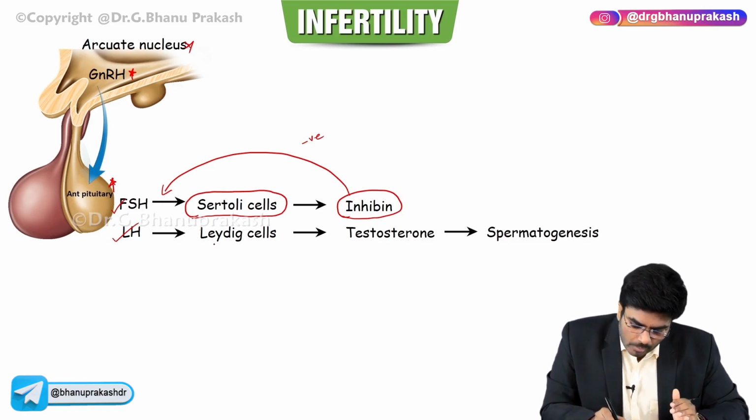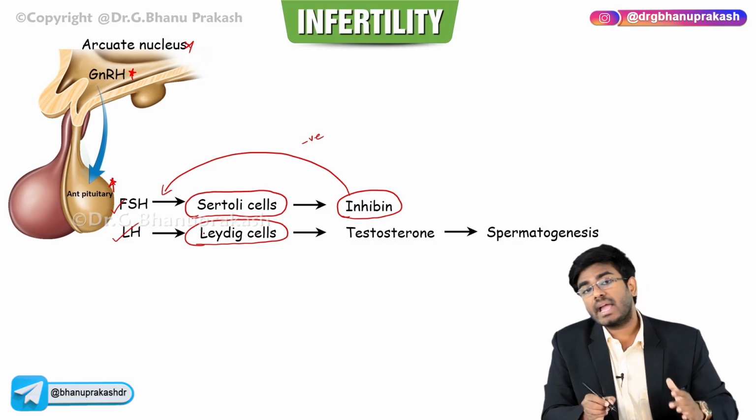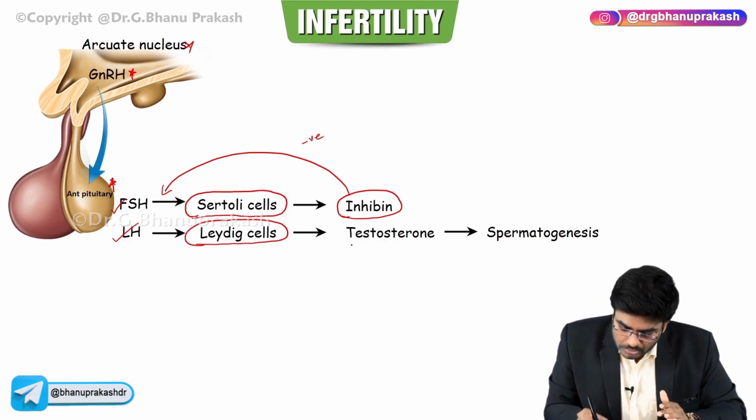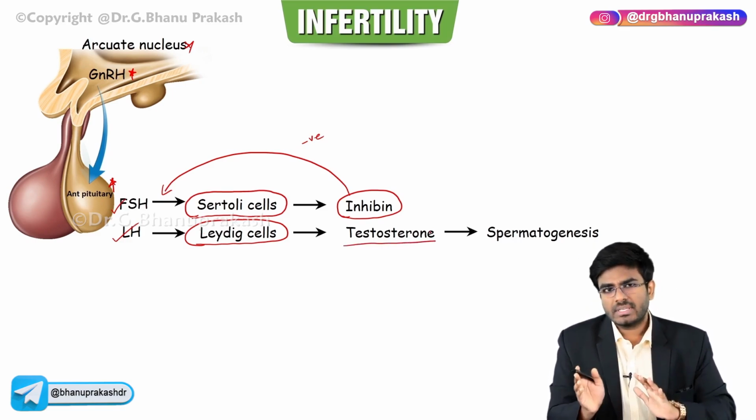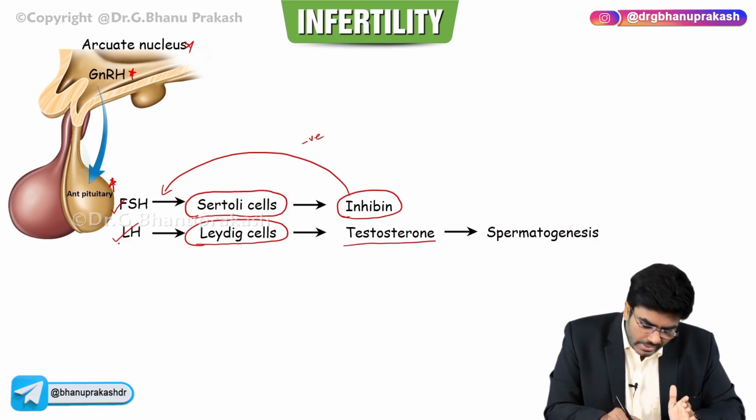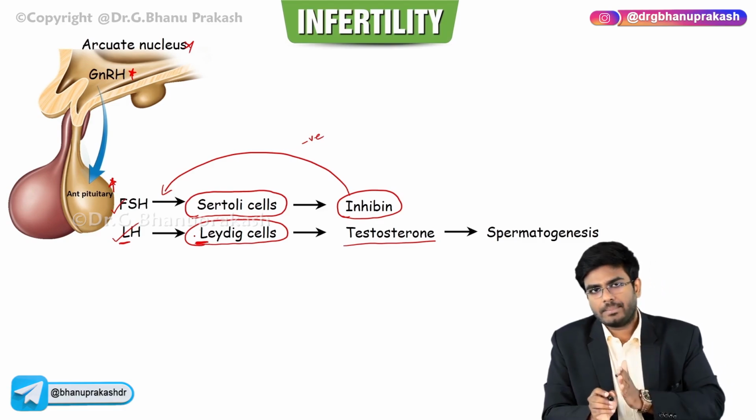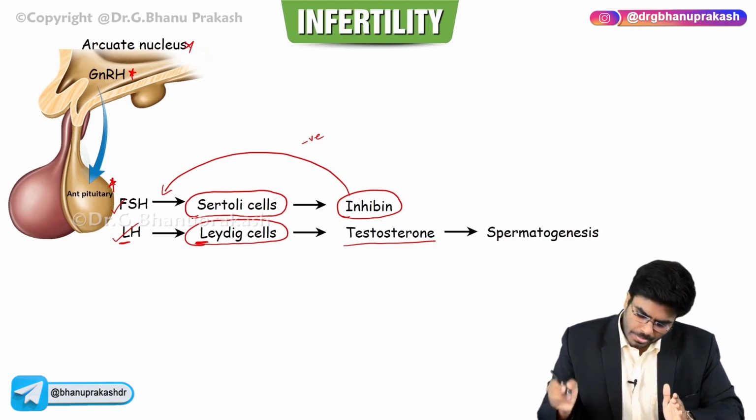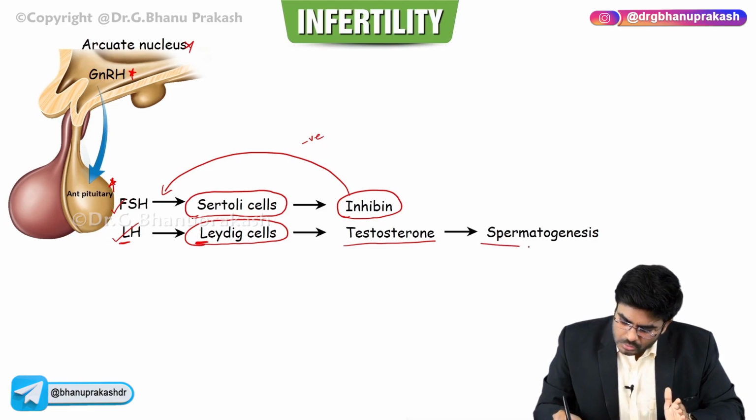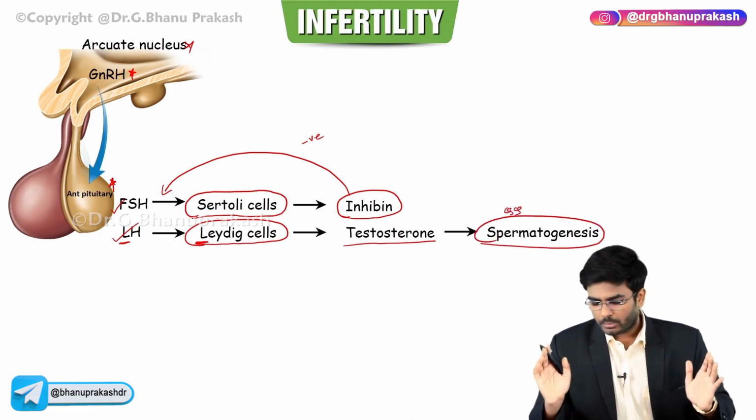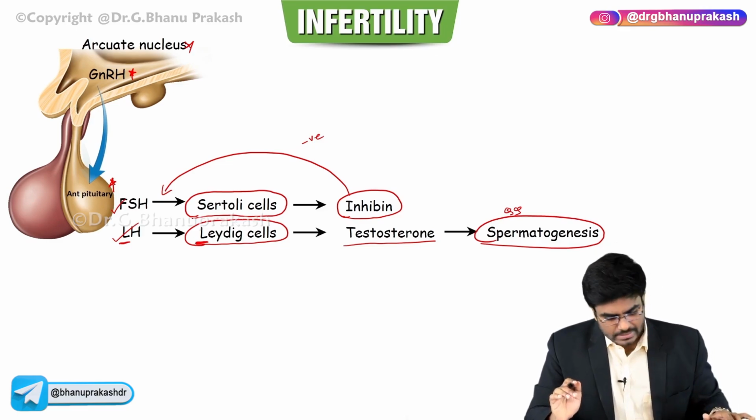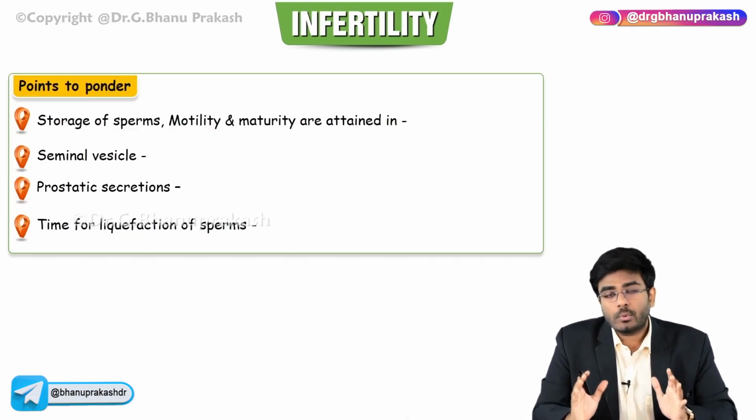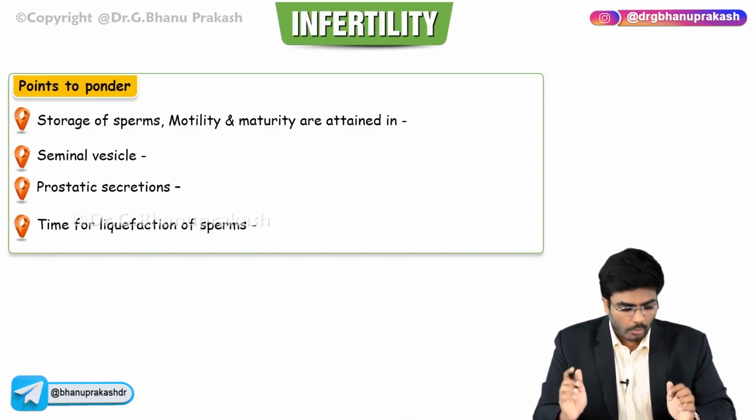Now the luteinizing hormone acts on the Leydig cells, and Leydig cells under the action of LH produce testosterone. So how to remember this? LH, the letter L, acts on Leydig cells, L for L. Try to remember it. Now the testosterone helps in the process of spermatogenesis, a very important MCQ.